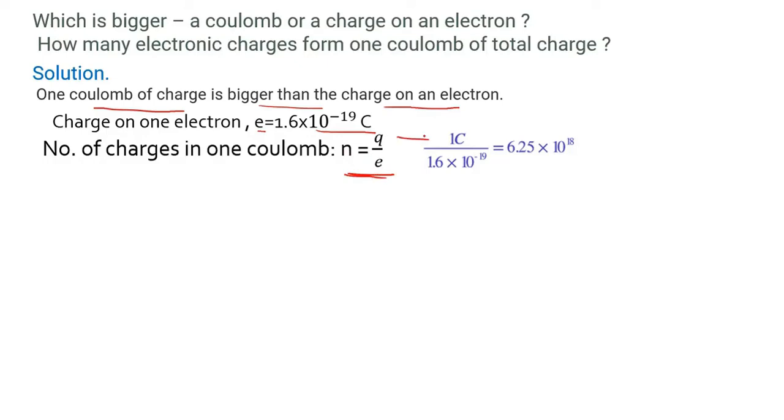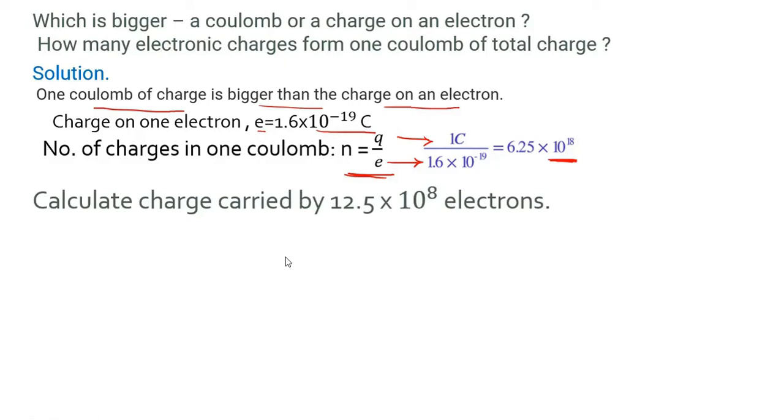For Q we will put 1 Coulomb. For e we put its numerical value, 1.6 into 10 to the power minus 19. On solving this, we get 6.25 into 10 to the power 18 electrons. So in 1 Coulomb this many electrons are present, and the charge on one electron is this much in Coulomb. So the number of electrons present in 1 Coulomb of charge is 6.25 into 10 to the power 18. So obviously 1 Coulomb of charge is bigger than the charge on an electron.